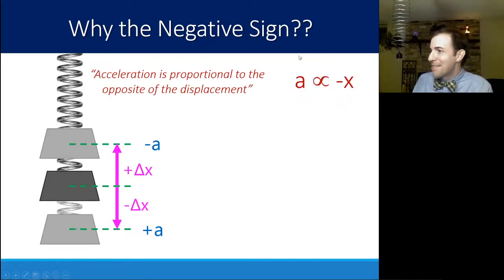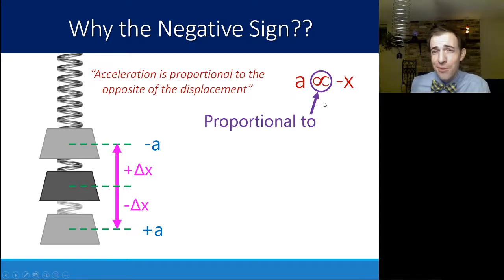A way that this is sometimes symbolically shown is it says a and then this funny symbol here, negative x. This funny symbol you may have seen in a math class before. That actually represents "proportional to." So that states that a is proportional to negative x, which is the opposite of whatever x is. That negative just flips the sign, which means that if I give it a negative displacement, negative that will be a positive acceleration. You just flip the sign.